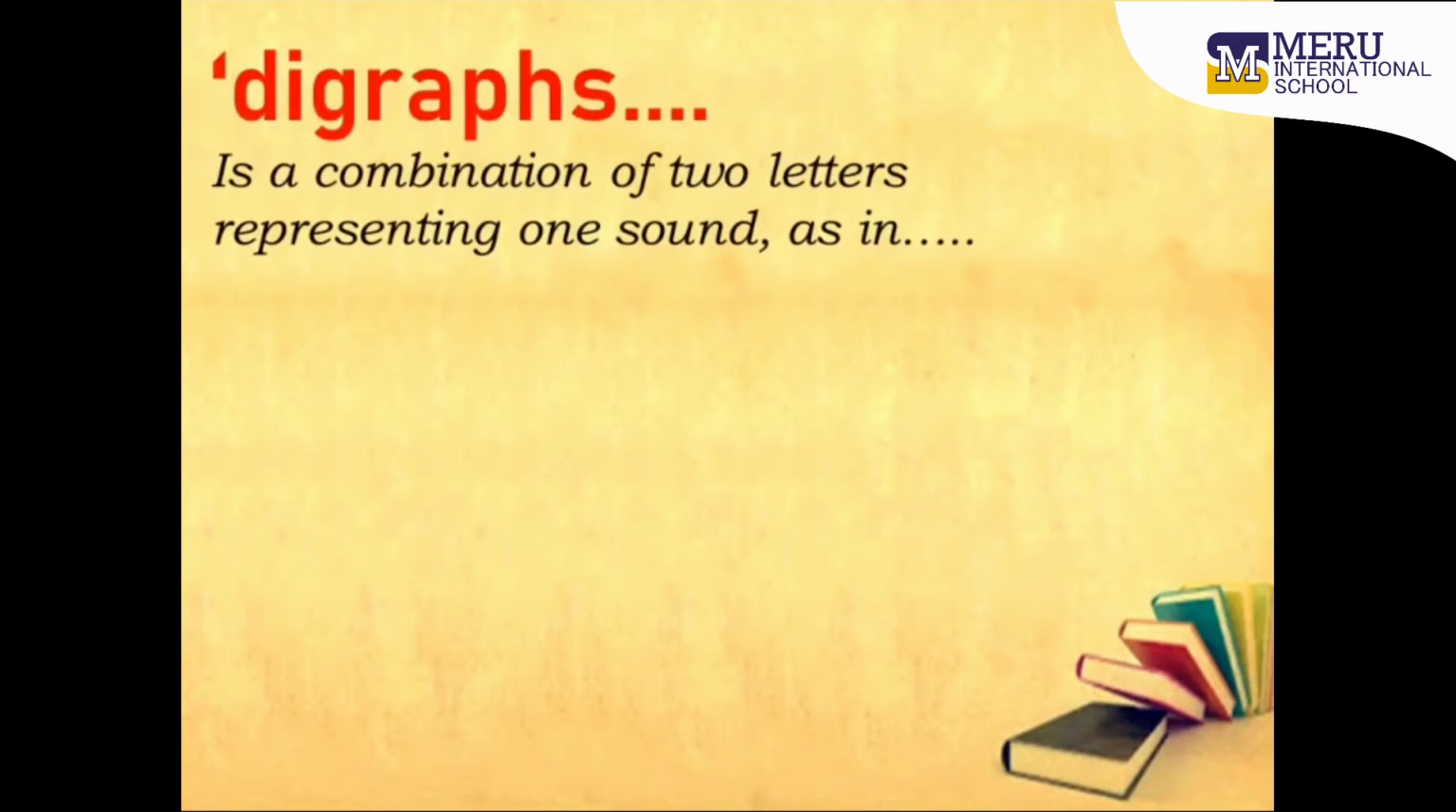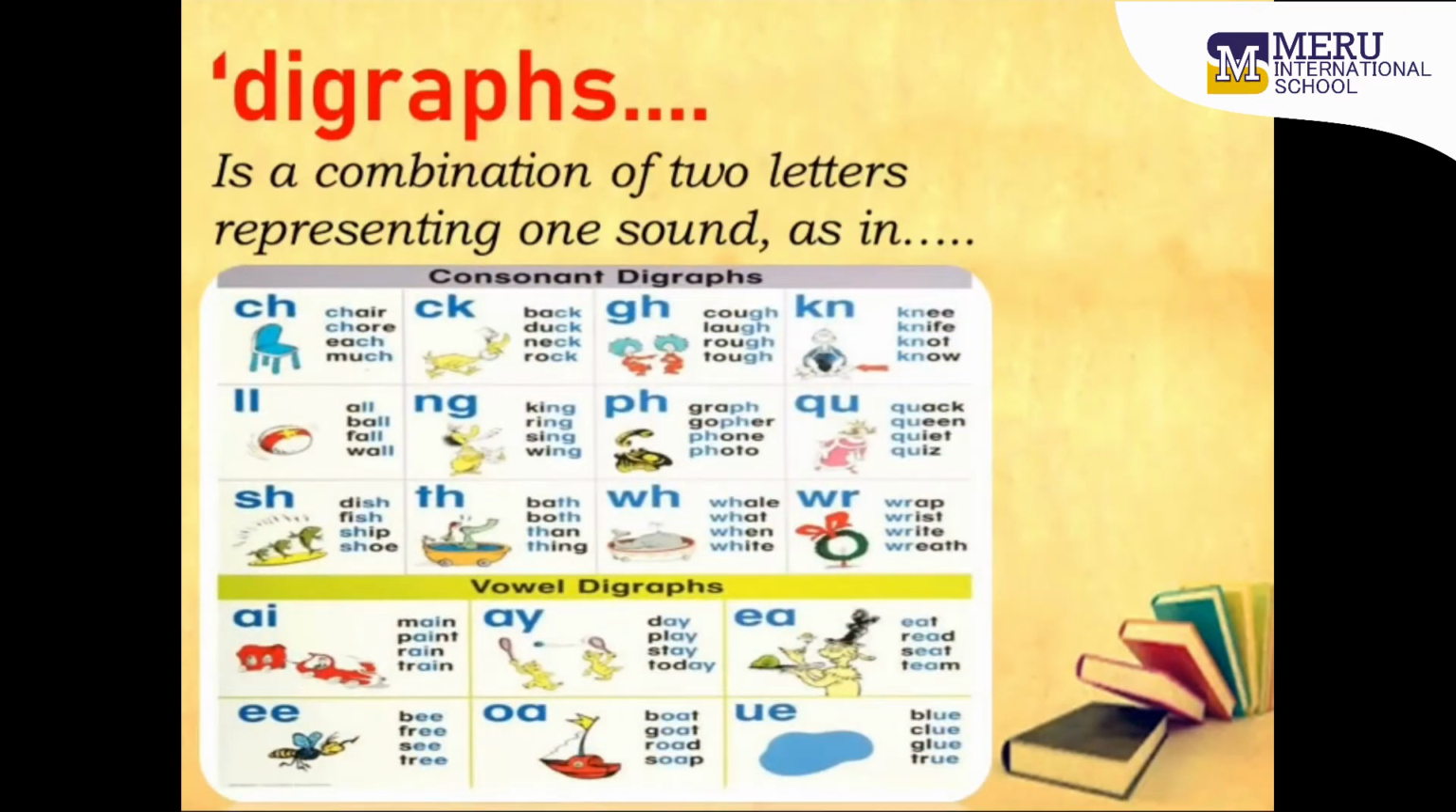As discussed in the previous slide, digraphs are also a combination of two letters, whereas these digraphs represent only one sound, as in ch, chair, ck, back, gh, cough. Here you will observe that G and H are giving a new sound of f.